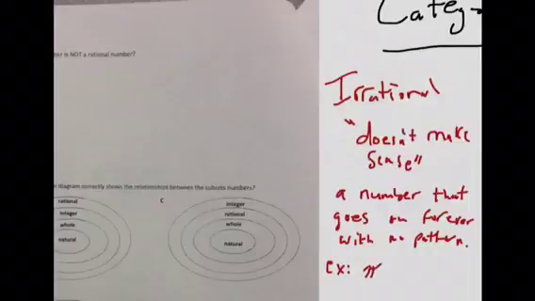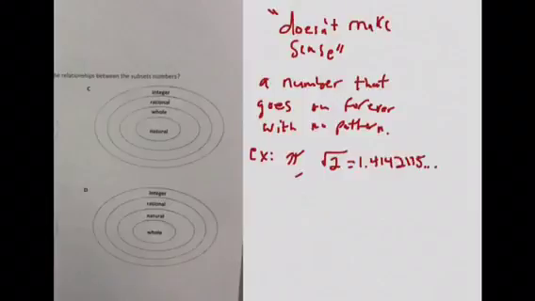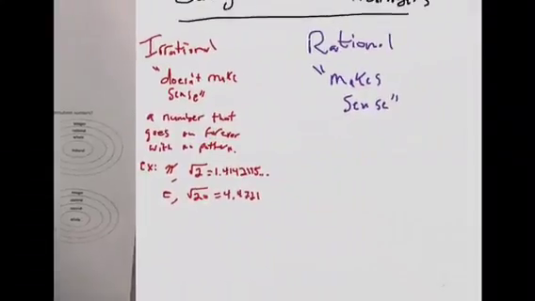So some examples. Pi is an example. Another example is square root of 2. The square root of 2 is equal to 1.4142135, and it goes on forever. Another example is e, which is 2.71, and it goes on further. It's similar to pi. Another example is square root of 20, and the square root of 20 is 4.4721. So those are some examples of some irrational numbers.